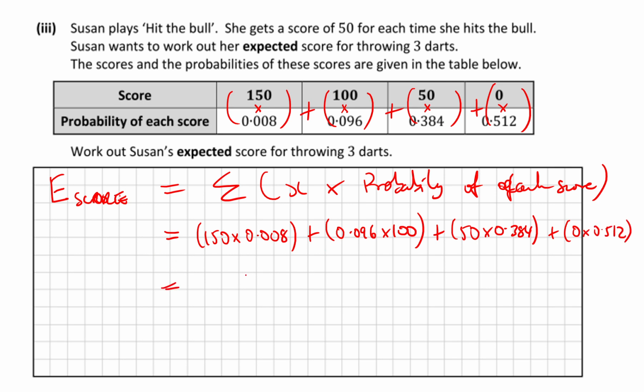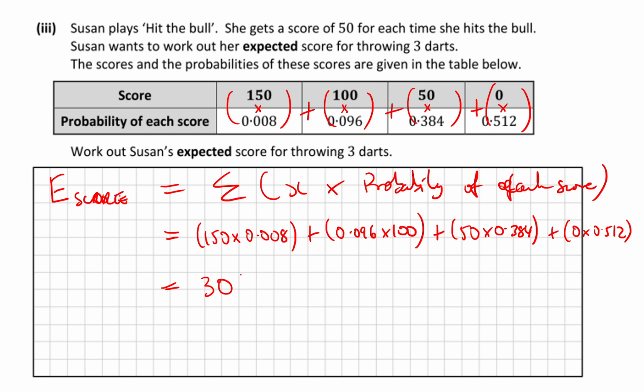So, can someone please tell me the answer to that? 30. 30.512. It's not just 30, no? It's just 30. Now, what does that mean? That means that her average score from 3 darts, her expected score from 3 darts is 30.